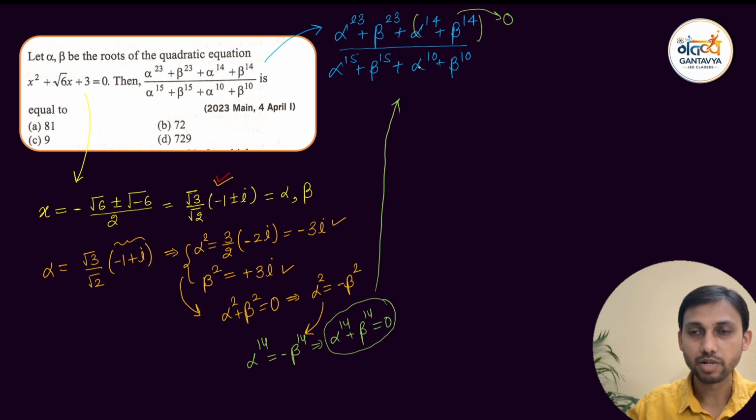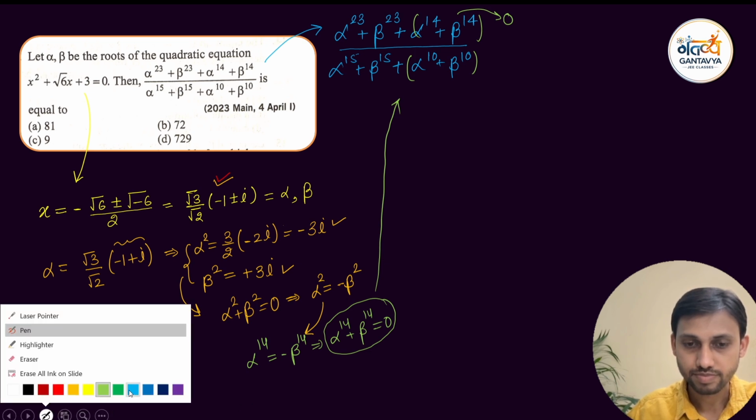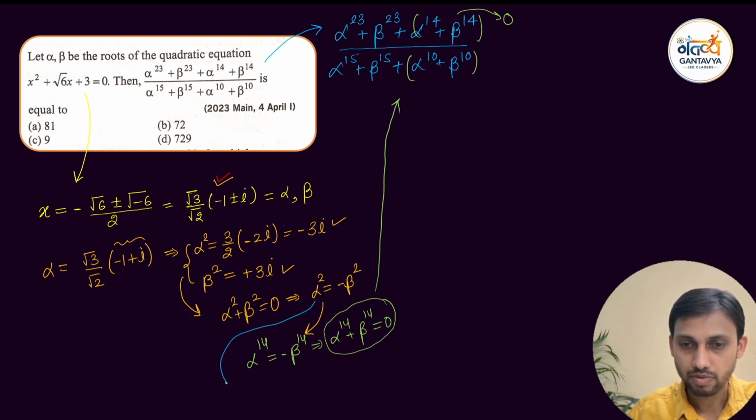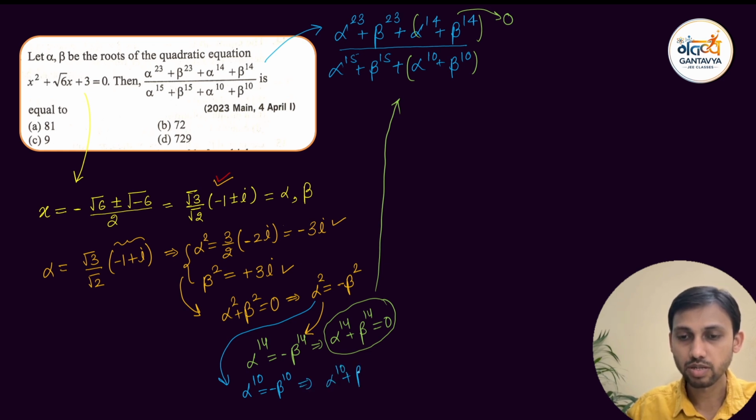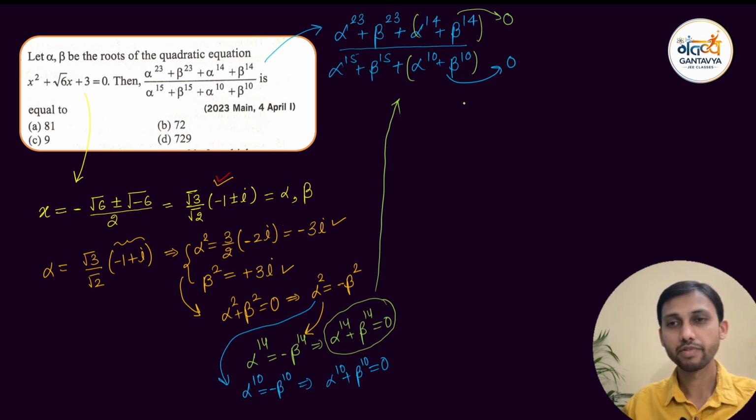Similarly, look at the denominator. We also have alpha to the power 10 plus beta to the power 10. So if I again raise power 5 on both the sides to this equation, I will get alpha to the power 10 equals minus beta raised to the power 10, which again gives me alpha to the power 10 plus beta raised to the power 10 equals 0, which again can be used in the same expression. So this term is also going to be 0. So somehow I am able to reduce the length of the given expression.